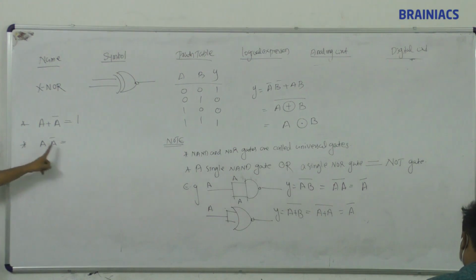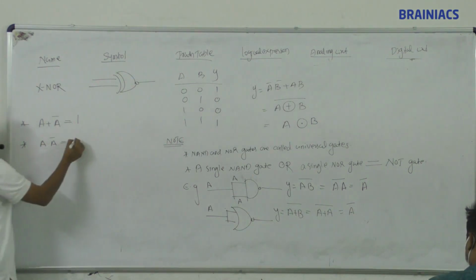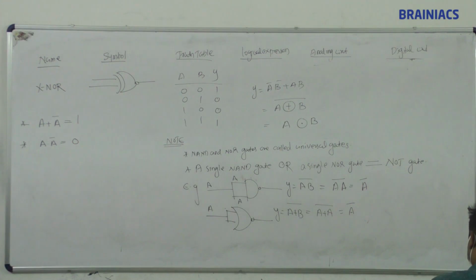Second one, A dot A bar. If A is 0, A bar is 1, so 0 into 1 is 0. If A is 1, A bar is 0, so 1 into 0 is 0.